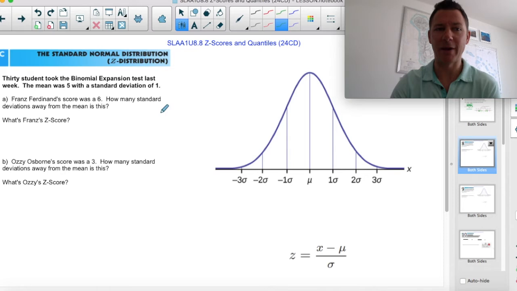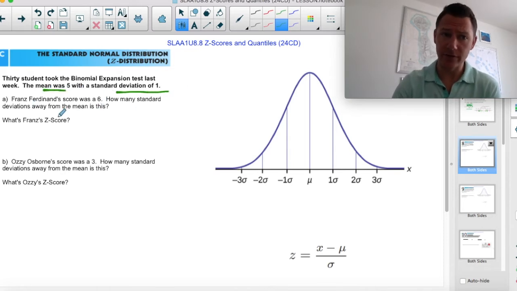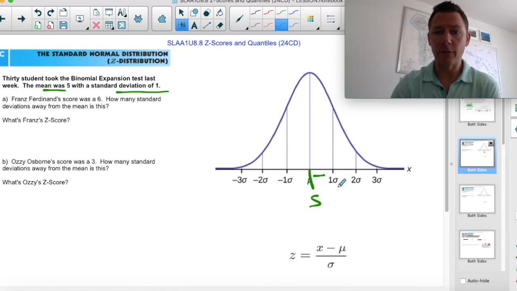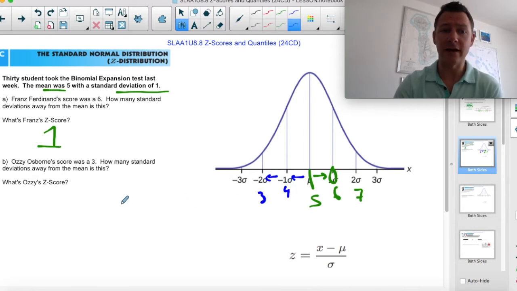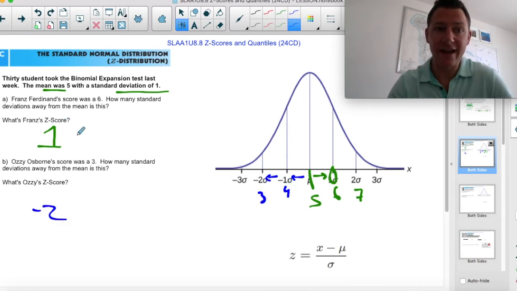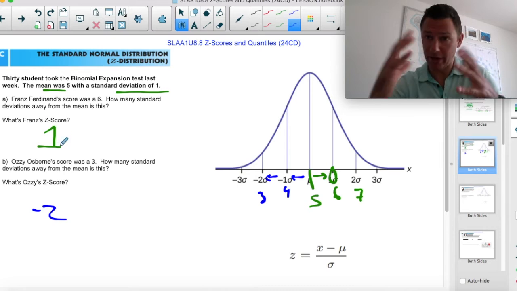30 students took the binomial expansion test, and the mean was 5, standard deviation of 1. Franz Ferdinand's score is 6. How many standard deviations away is that? What's his z-score? Here's the mean at 5. Standard deviation is 1, so this must be 6, this must be 7. So if Franz scored a 6, he's 1 standard deviation away, so his z-score is 1, right? Ozzy Osbourne scored a 3, so since a standard deviation is 1 unit, this is 4, this is 3, so Ozzy's got a z-score of -2. Since this is a higher number, Franz is obviously doing better compared to the group.